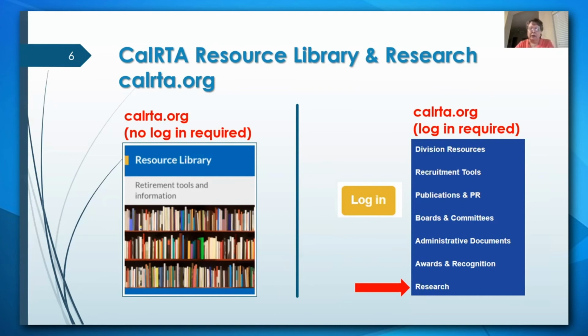The resource library, as Sue said, is located either on the main homepage for calrta.org, and you don't have to log in for that. You just would go into the website, scroll down till you find this graphic, and then you'll find it. It's also available once you're into the members section after you've logged in. So you can get at it in either way. You don't have to go back and forth to the public homepage.